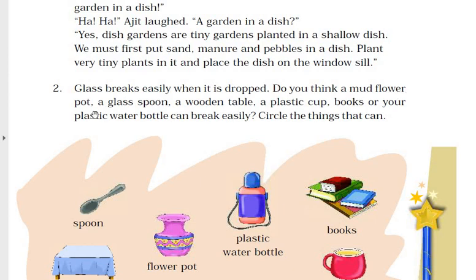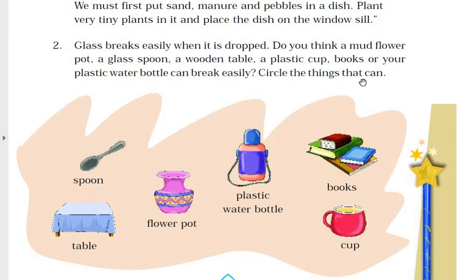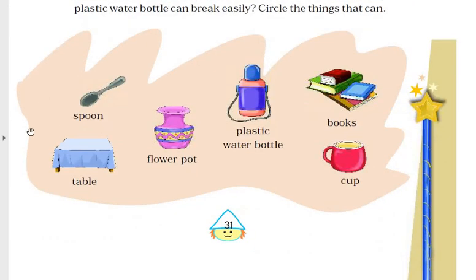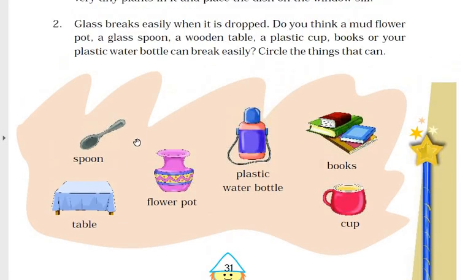Do you think a mud flower pot, glass spoon, a wooden table, a plastic cup, books, or your plastic water bottle can break easily? So circle the things that can. So you have to circle all the things that can easily break. Okay, I'm very sure that these 2 items are going to break. The rest I'm not sure, so you better, but do not try it practically. Just assume and think if these things can break or not. Okay, and just write down.